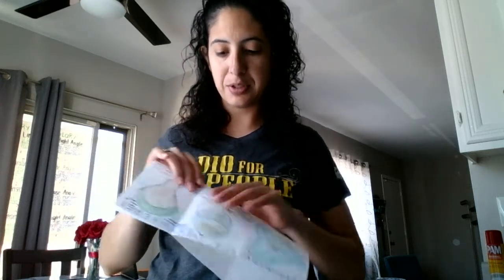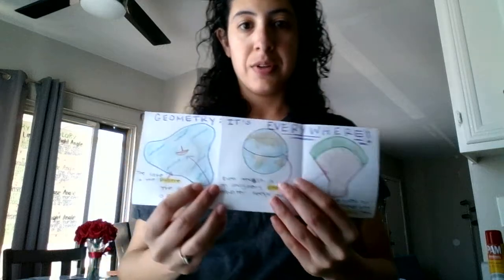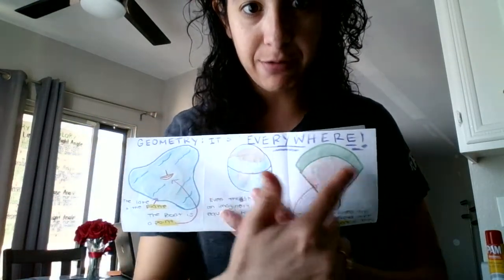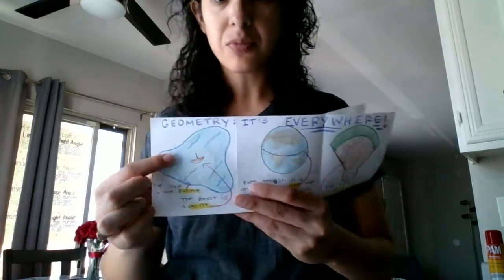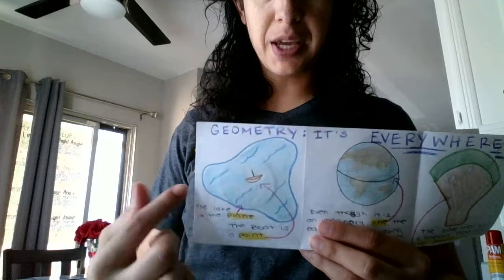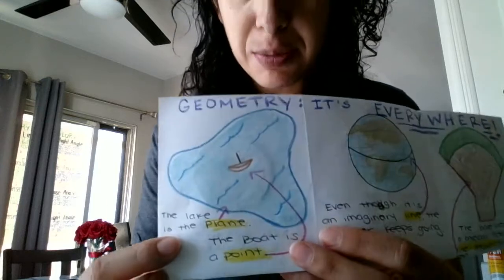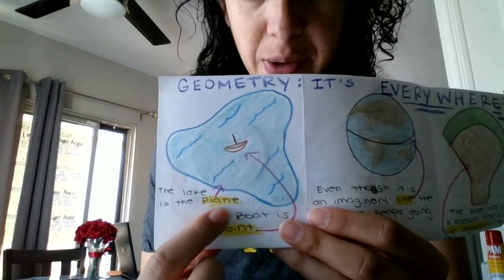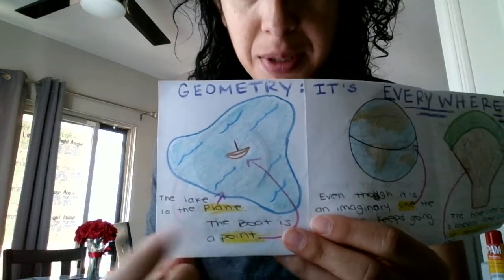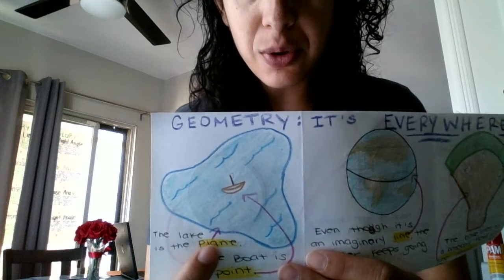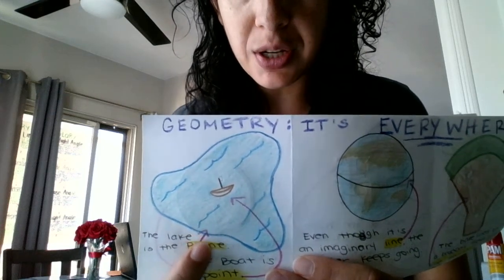Alright, so here's the top. Okay, so I gave it the title, Geometry is Everywhere. Okay, so this was my first drawing. The first thing I did was I drew a lake because I thought of a plane. So here's my sentence. The lake is the plane. And you see how I highlighted the word plane because that's our vocab word. So you're going to highlight the word and then you're going to point to what you are talking about.